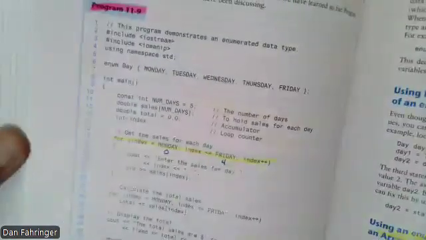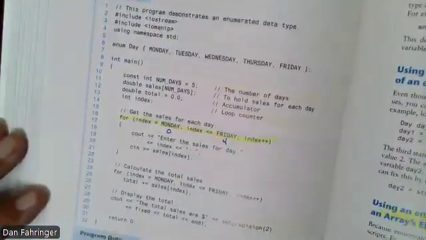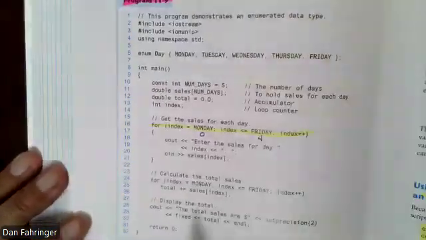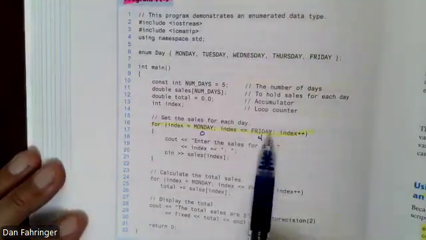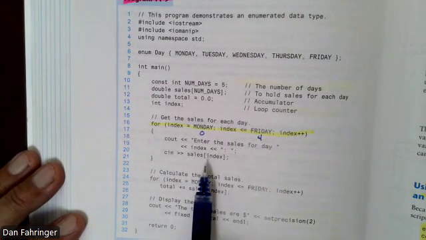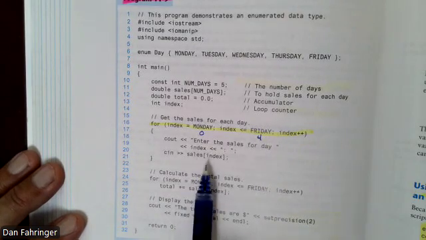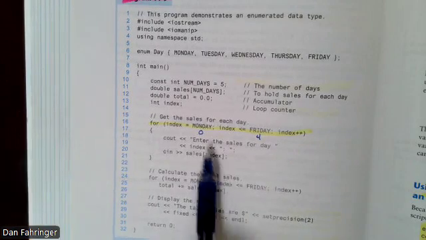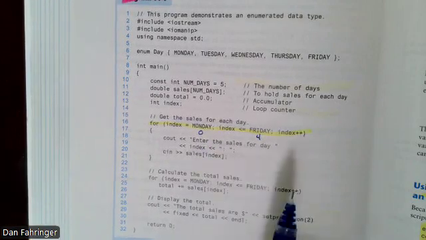Code listing 11.9. There we go. Monday is 0. We're going up to 4. We're entering salaries. Sales sub Monday. It's just sales sub 0.